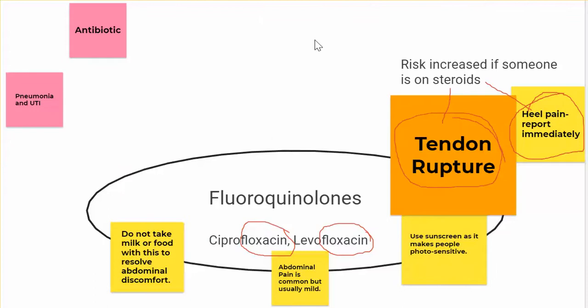Fluoroquinolones are another group of antibiotics. They are oftentimes used to treat pneumonia and UTI. Ciprofloxacin and levofloxacin are 2 fluoroquinolones. Do not take these with milk or food.